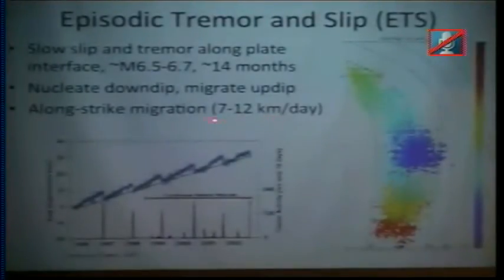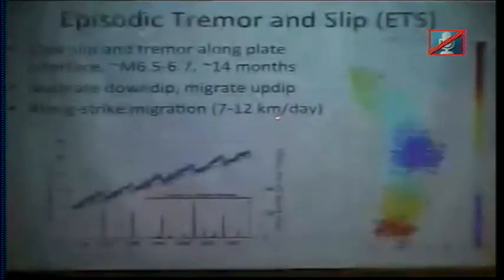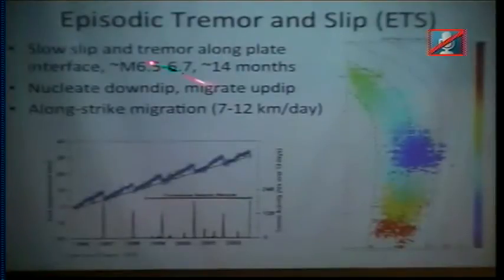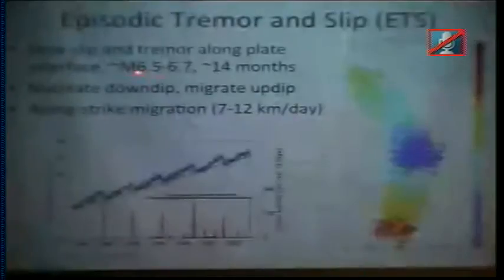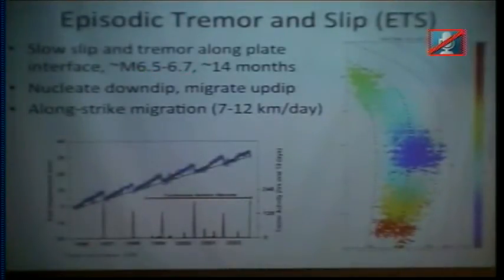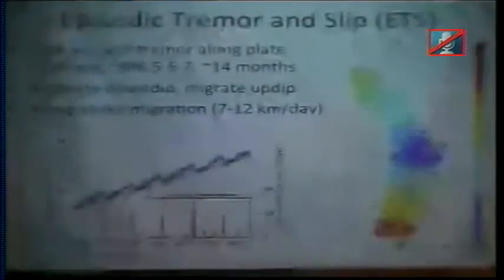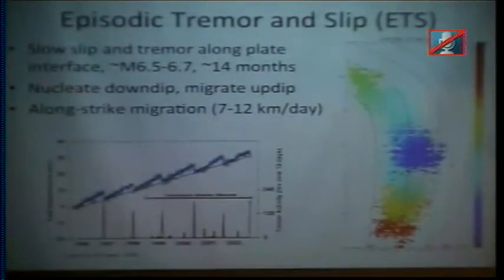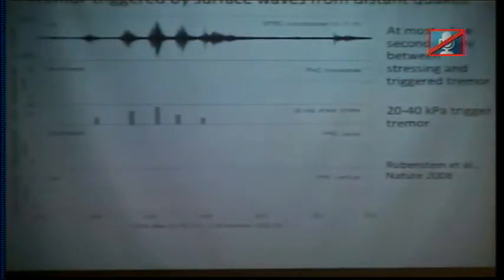And they have a typical speed at which they migrate, which is extremely slow for seismic phenomena. Also in this region, which is a portion of Cascadia, the magnitude range is fairly constrained to magnitude 6.5 to 6.7. So we have an earthquake of this magnitude but lasting several weeks, and it happens every 12 to 15 months. I think most of you are familiar with that.